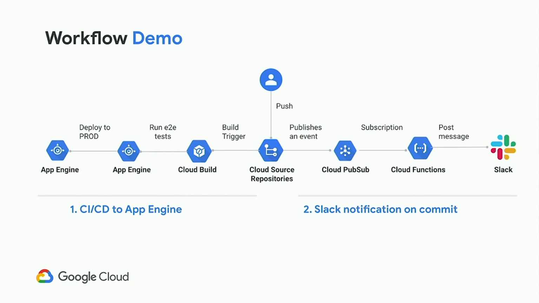Cloud Function then subscribes to the Pub/Sub event, and since it's subscribing to the Pub/Sub event, it posts the message which it received in the event to Slack. Let's see both of these demos in action. Russell, let's switch over to the demos.